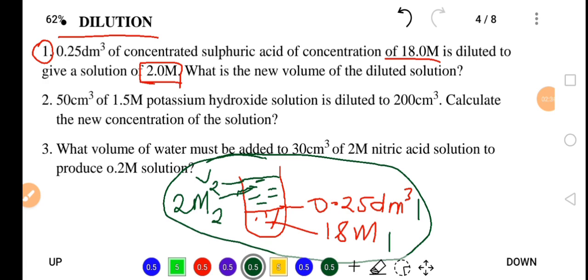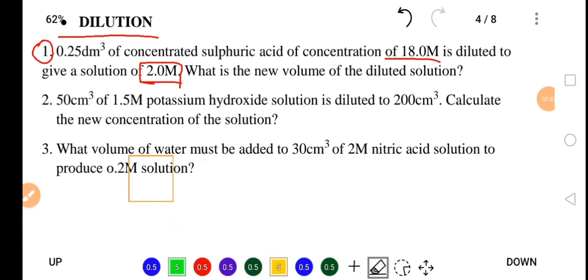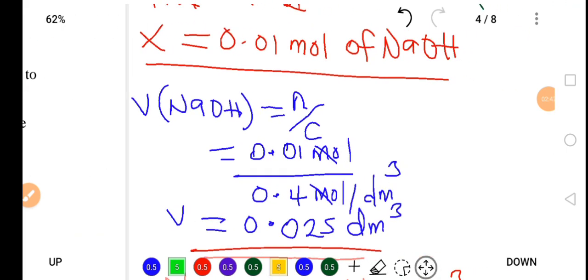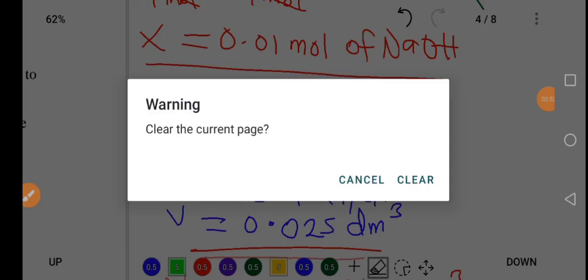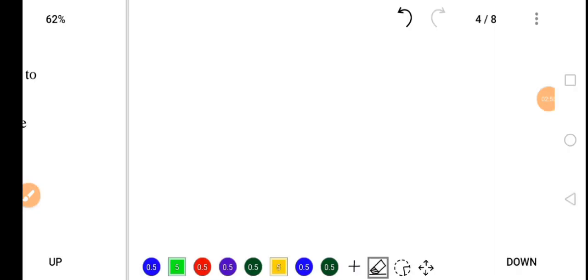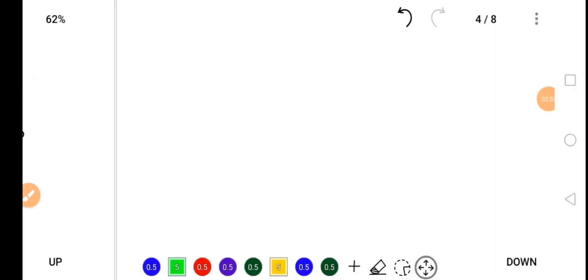Okay, let us solve this simple question. I know you can even pause the video, you will still answer it. Let's go to the whiteboard. We clean the board. And then now we can collect the data. We have the volume 1. Remember, we are dealing with sulfuric acid. We are trying to dilute sulfuric acid here.